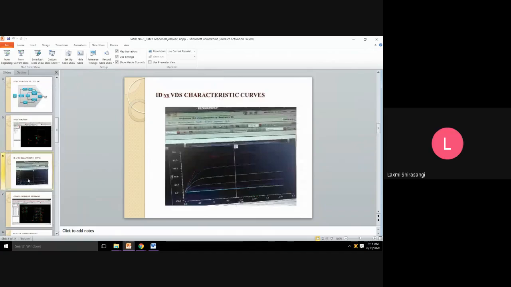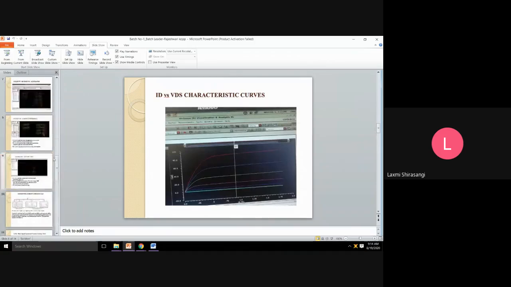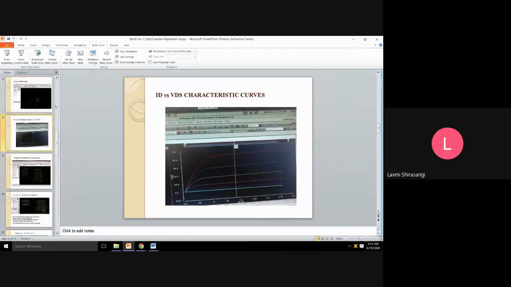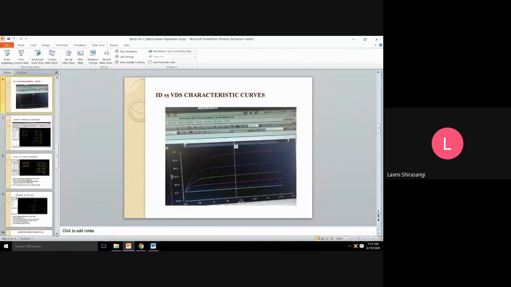And this is the ID versus VDS characteristics of the NMOS channel. Then comes the current reference generator. The current reference generator is used to maintain a constant current across each transistor, to generate 2 microamperes per transistor. Next.